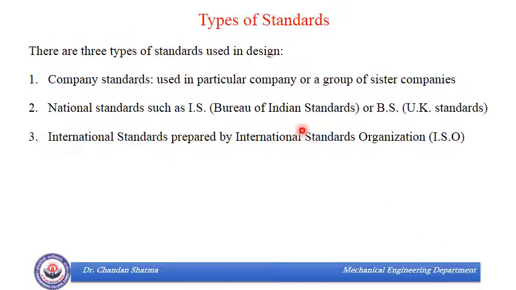Standards can be of different types. One is company standards, that is used in a particular company or its sister concern. Standards can be national standards that are within the boundary of a country, like IS, Bureau of Indian Standards, or BS, UK standards, or it can be for international level, that is international standards prepared by International Standards Organization, also known as ISO. So these standards are frequently used in the design process.